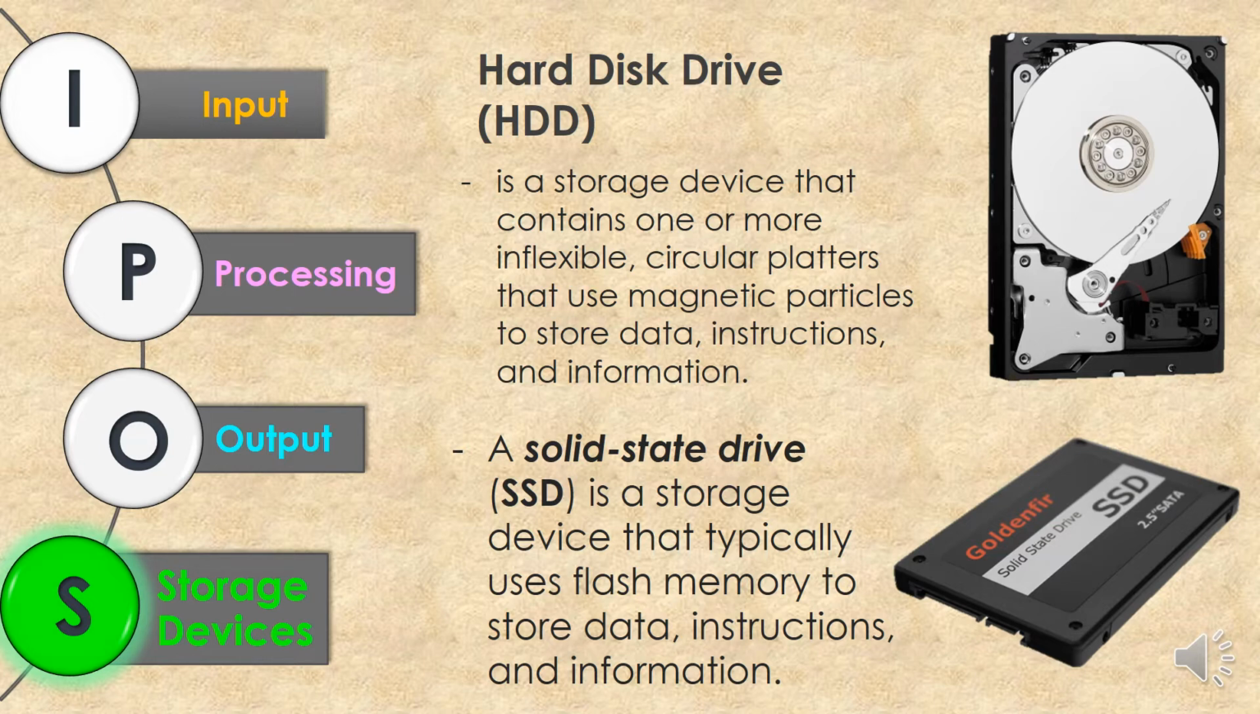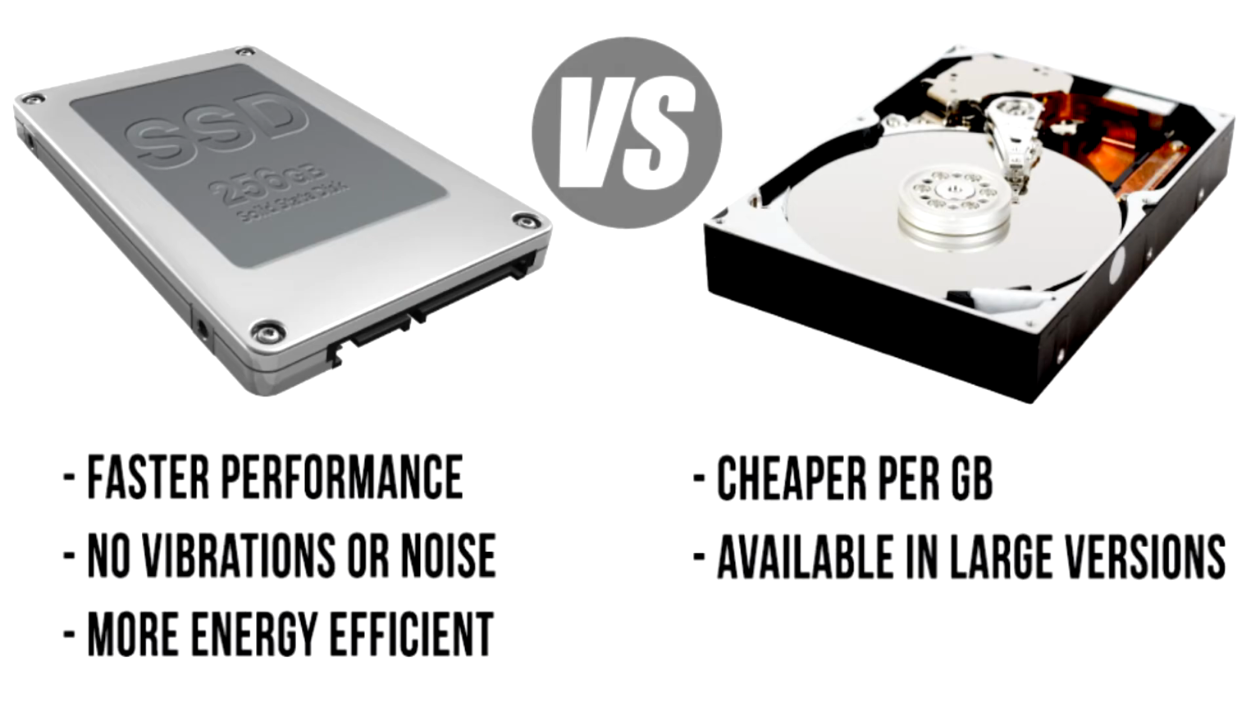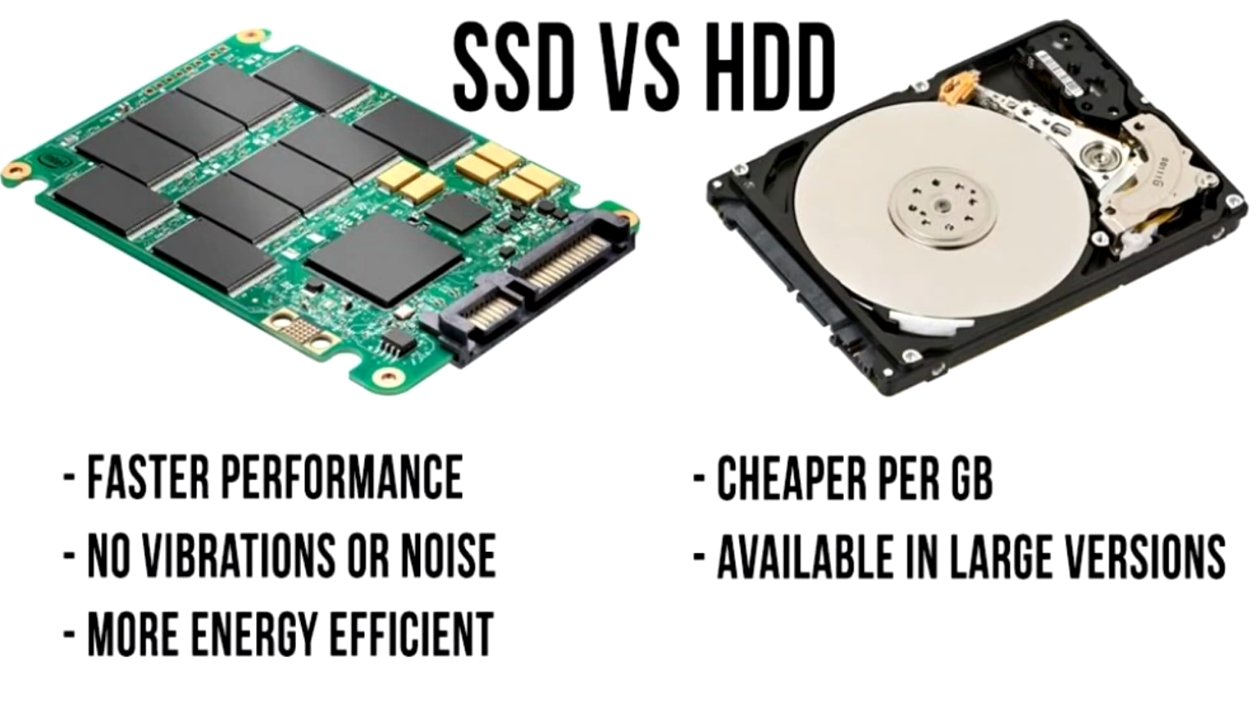Just like the HDD, an SSD or solid state drive is a storage device that typically uses flash memory to store data, instructions, and information. Flash memory contains no moving parts, making it more durable and shock resistant than other types of media. SSD can speed up the performance of a computer significantly because the data transfer compared to HDD is faster. But a lot of people would still buy an HDD because it is cheaper and offers more storage, and because SSDs are more expensive and only available in smaller sizes.